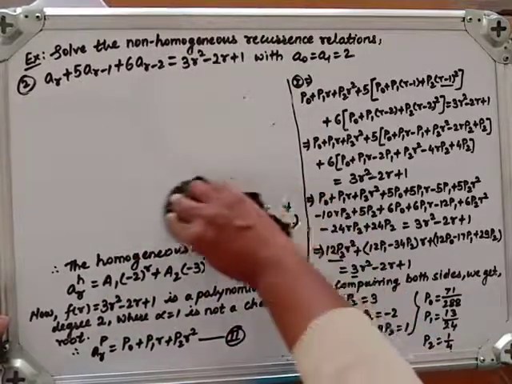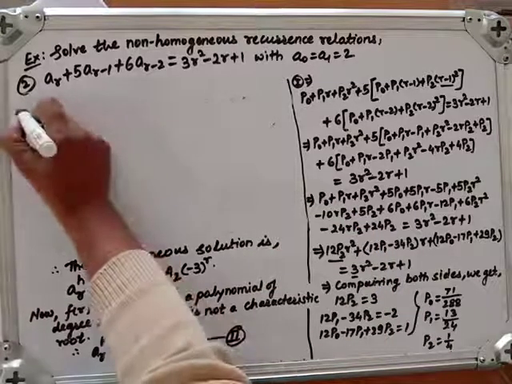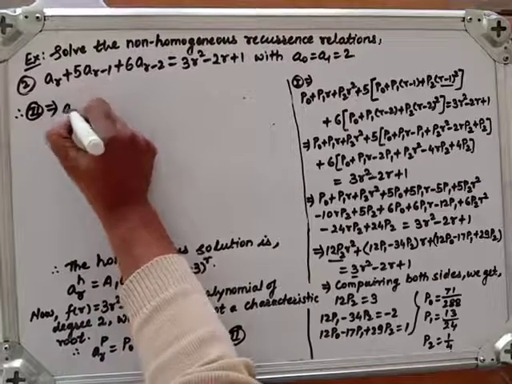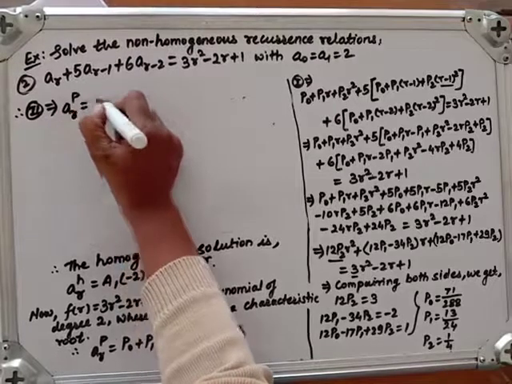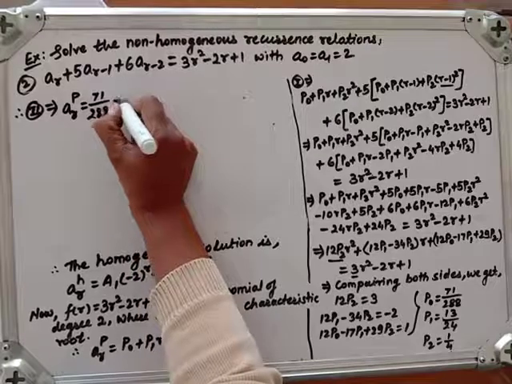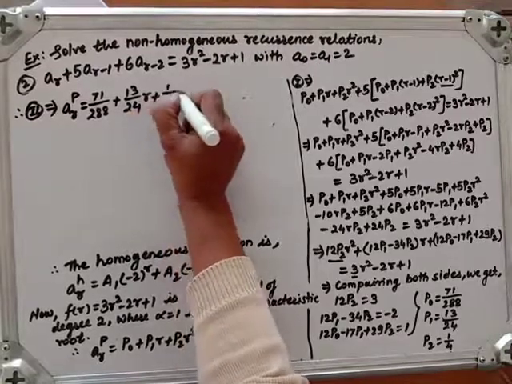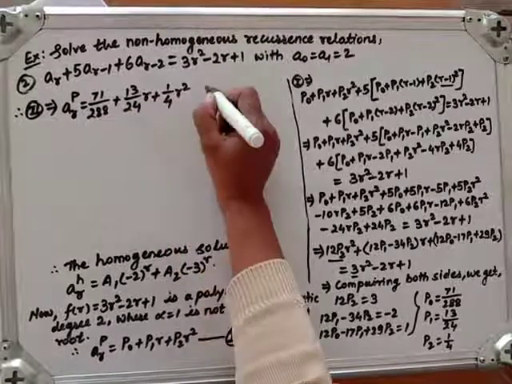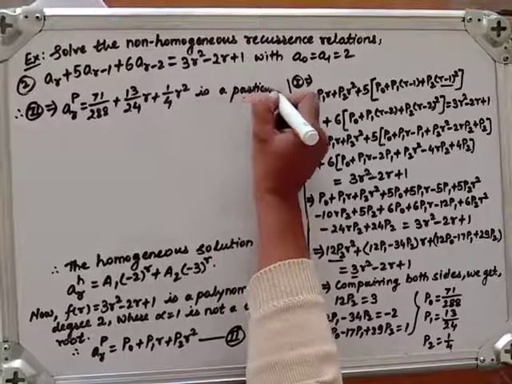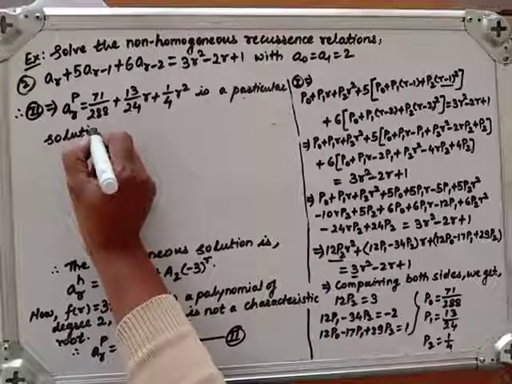I need this homogeneous solution. You know that in the general solution. Therefore, equation 2 implies, what does it give? It will be ARP. ARP is what? 71 upon 288 plus 13 upon 24 R plus 1 by 4 into R squared is a particular solution.